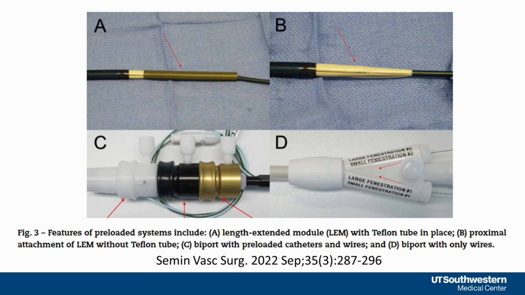There are basic concepts that are important to understand to differentiate the different types of preloaded delivery system. The first concept is the LEM, or length extended model, that basically is a Teflon blue tube that protects the cap.